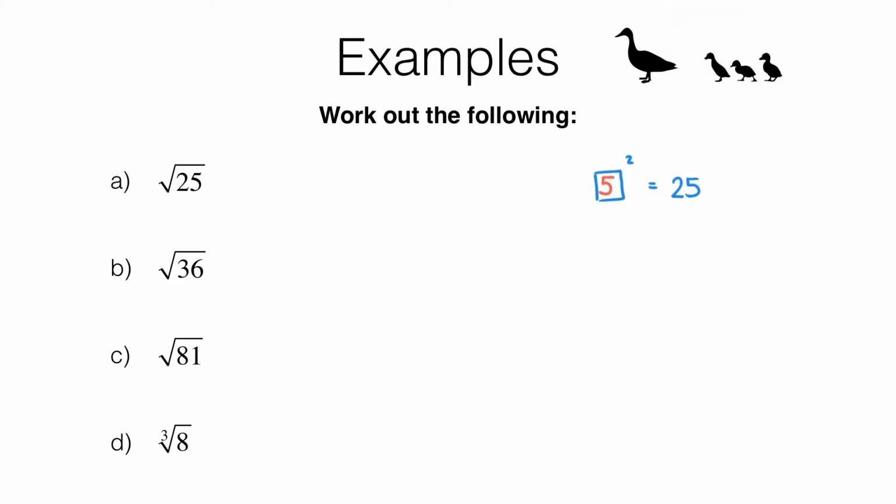Taking the root is the inverse. Going back from 25 to 5 is taking the square root of 25. The answer to that then is 5.